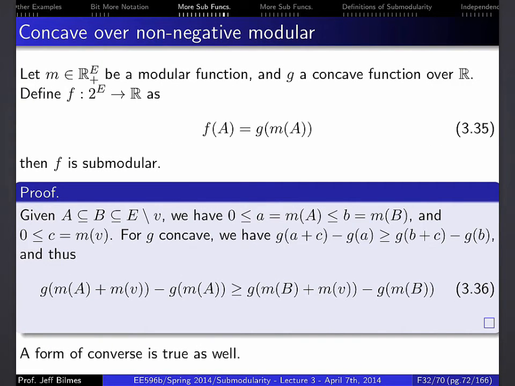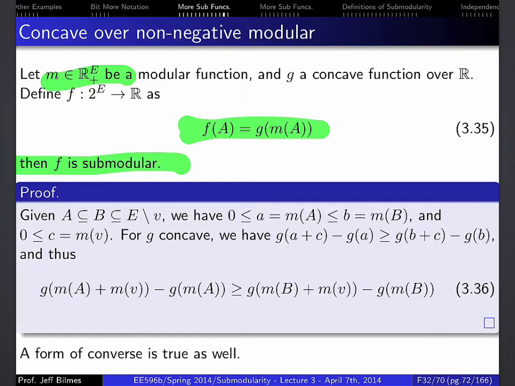Okay, so here's an important one. Let's say that m is a non-negative modular function, and g is any concave function over R. So what we're doing is we're composing the output of the modular function on set A with the concave function and defining a function this way. Then it turns out that f is submodular. So in other words, we call this sometimes concave over modular. Concave over modular is submodular.